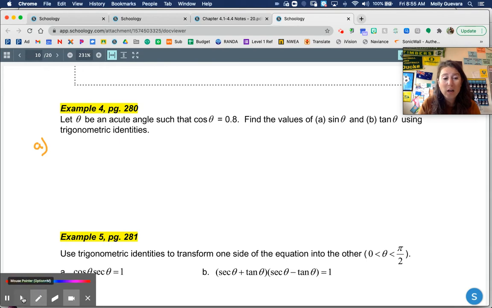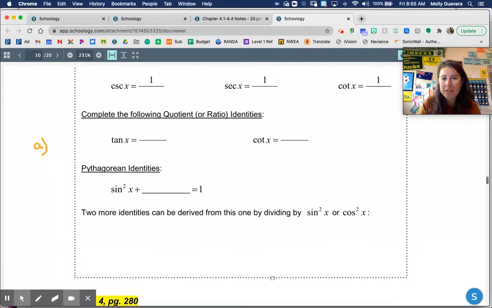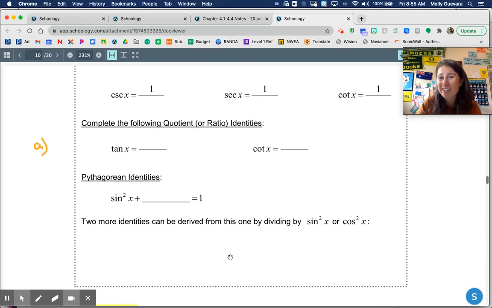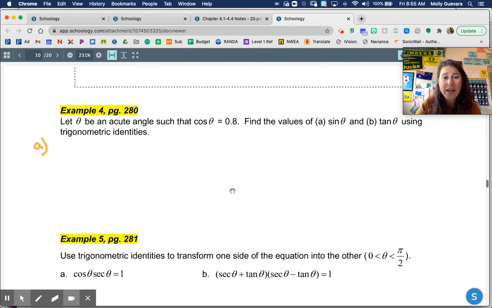So I need to look up, and I'm going to scroll up, but it's blank now. And which one of these only has sine and cosine? I don't want tangent or cotangent or anything else in it, because then I'll have two unknowns. Right now, if I just have something with sine and cosine, I will only have one unknown. So the only trig function that only uses sine and cosine is our Pythagorean identity, which is sine squared of x plus cosine squared of x equals 1.